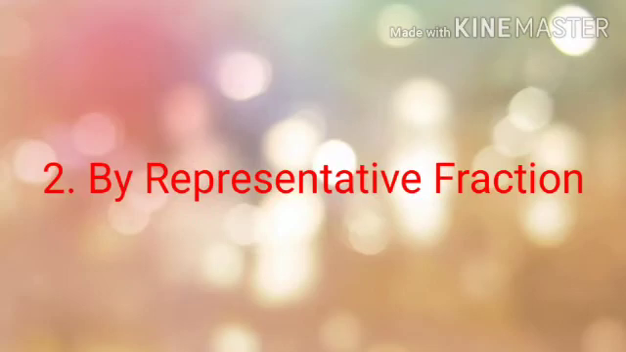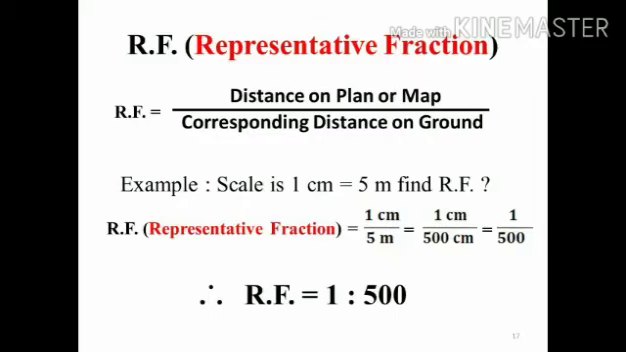Now the next one is by representative fraction. In this, the scale is given as a fraction. For example, 1 centimeter equals 5 meter, or 1 centimeter upon 5 meter equals 1 centimeter upon 500 centimeter. This means that 1 centimeter on the map represents 500 centimeter on the ground.